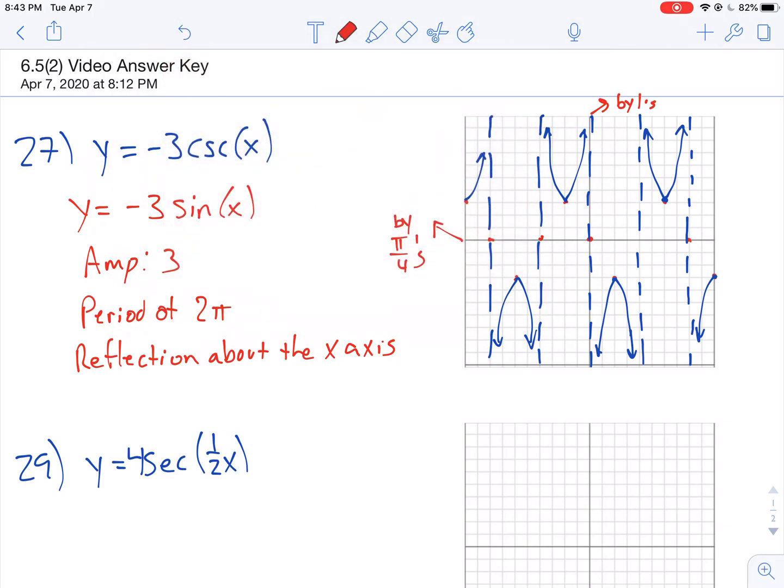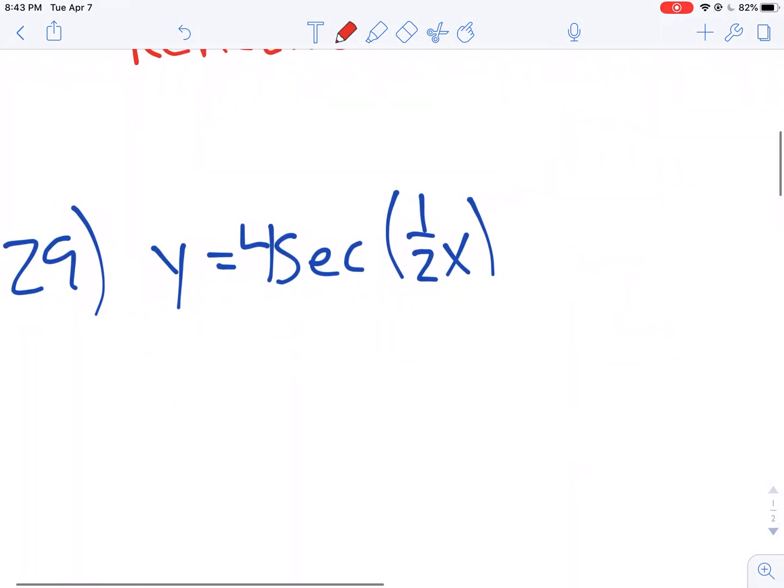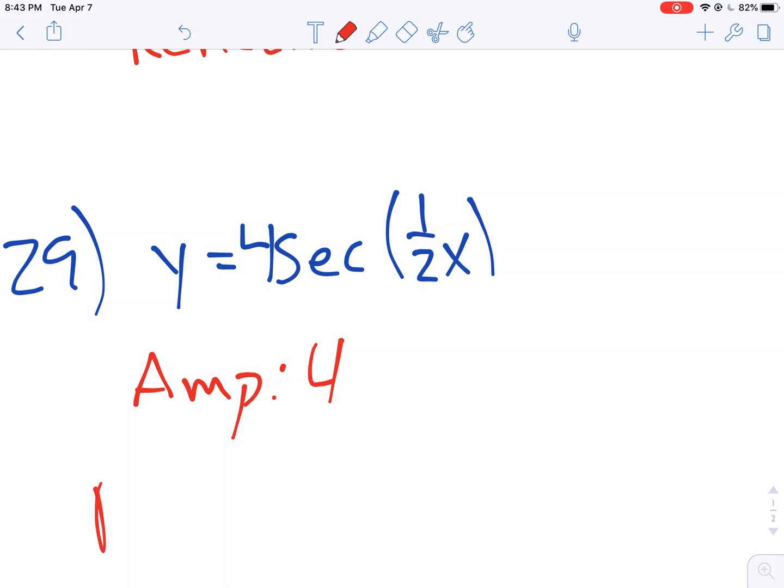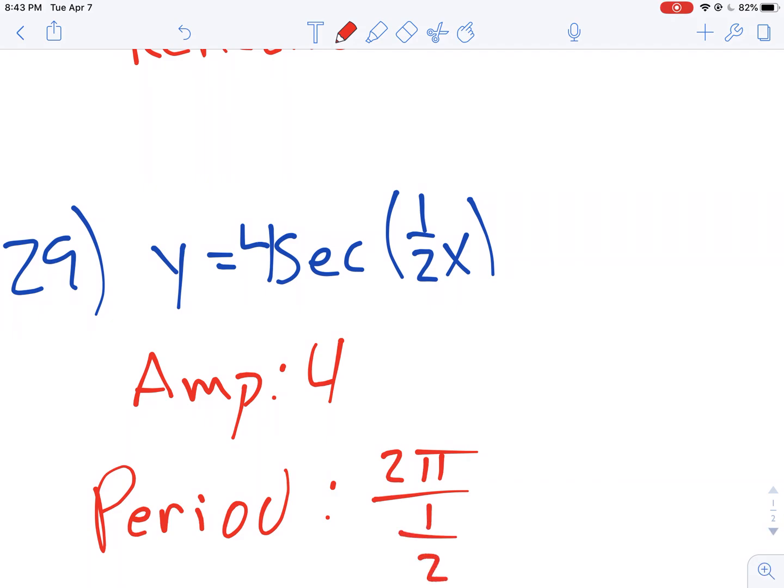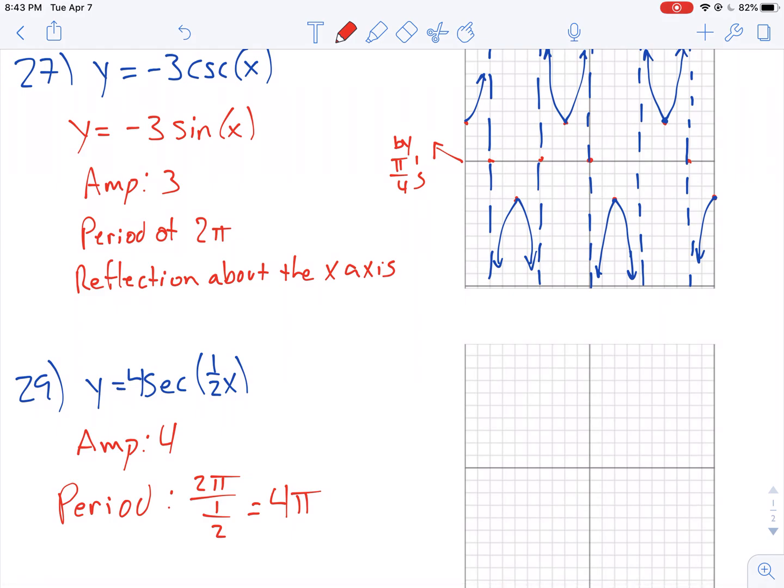Again, we're going to keep adhering to the same principle. When I'm looking at y is equal to 4 times the secant of 1/2 x, I've got an amplitude here of 4. I do have a period shift in this case. So my period is now 2 pi divided by 1/2, which is going to be equal to a period of 4 pi.